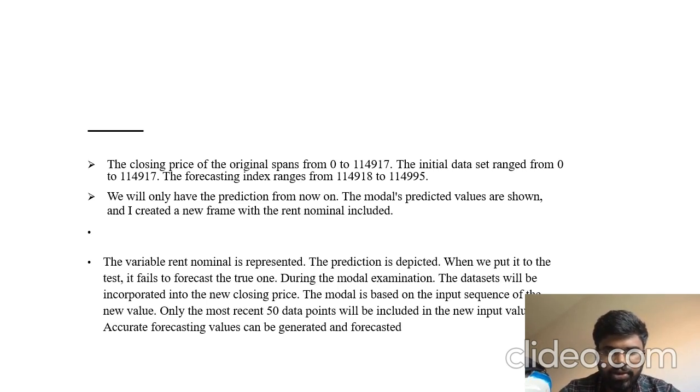These are the closing values that we have shown from the original data to the index ranges, which is 0.20 to 114917, and it ranges to 114995. We will only have this prediction from now on, and the model's predicted values are shown, and I created a new frame with the rent nominal included.